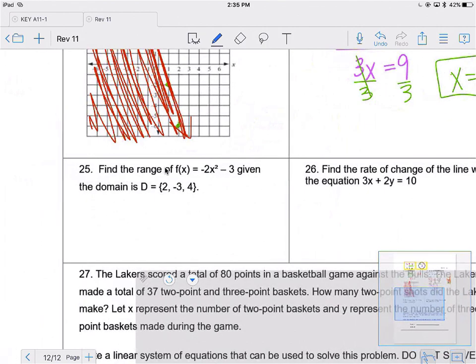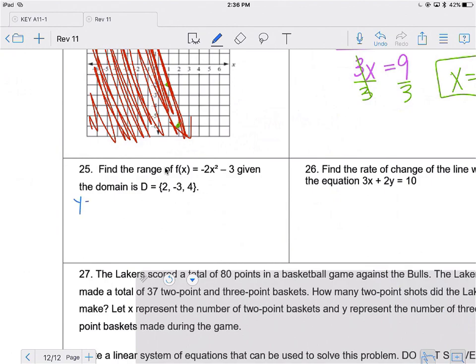Problem 25 asks us to find the range of f of x equals negative 2x squared minus 3, given that the domain is 2, negative 3, and 4. So what we can do is put this equation, negative 2x squared minus 3, into y equals on the calculator, and then look at our table to find those values. So we can write them out. 2, negative 3, and 4, and the table is going to give us those y values.